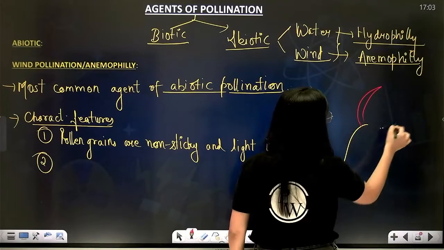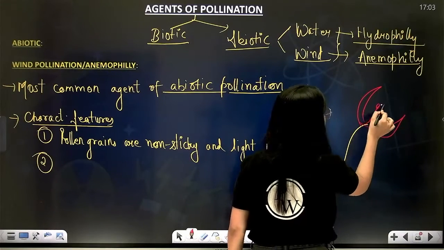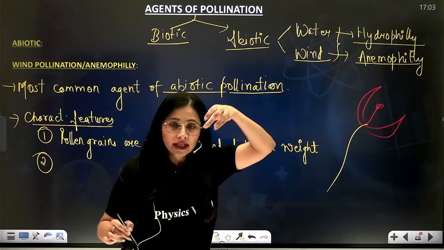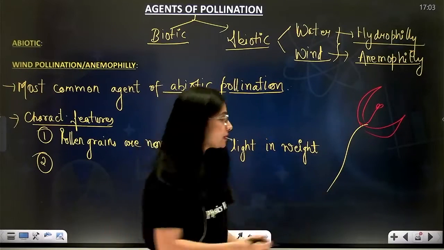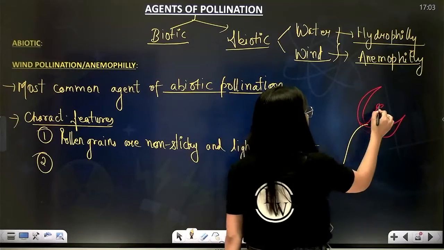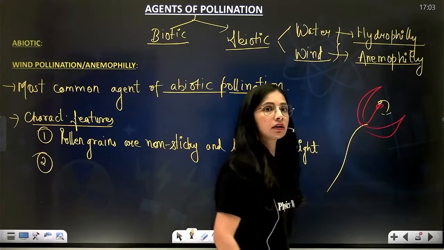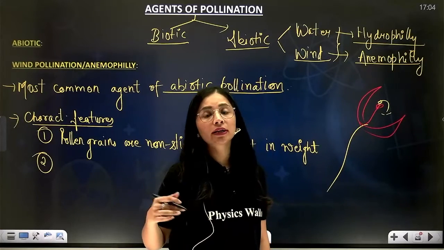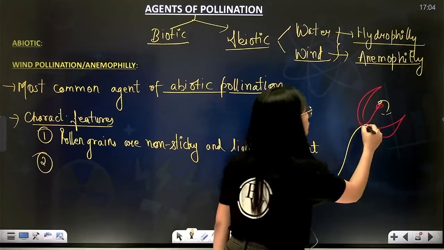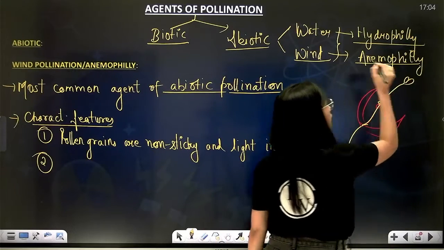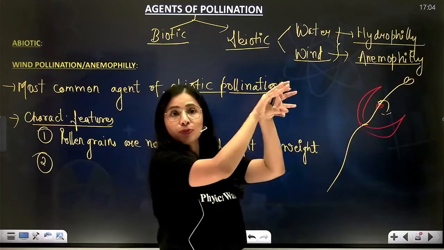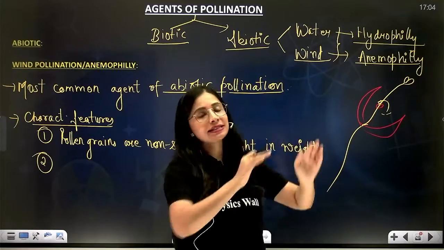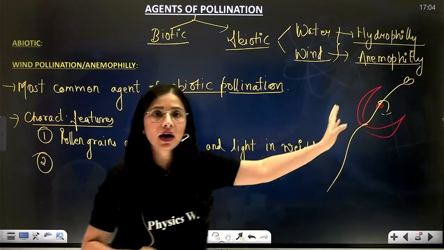Suppose this is a flower and this is the condition. If the filament length is too small, then the anther is very close inside the flower. Pollen grains will come out and those pollen grains will remain inside the flower. Wind will not get the opportunity to carry the pollen grains. Hence, the length of the filament has to be long so that anthers are exposed in the wind, and the pollen grains, as soon as they are released, are swayed away by the wind.